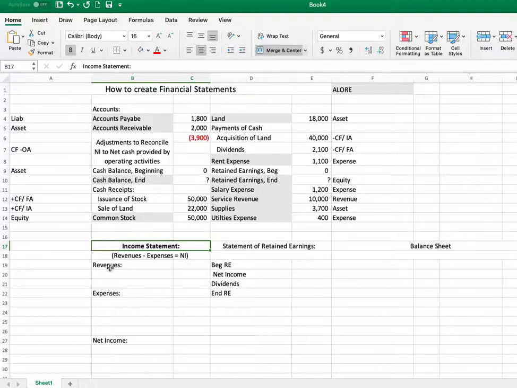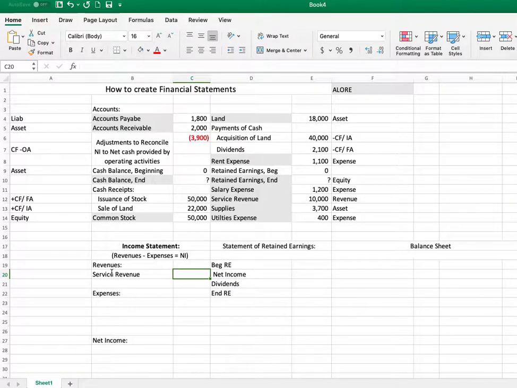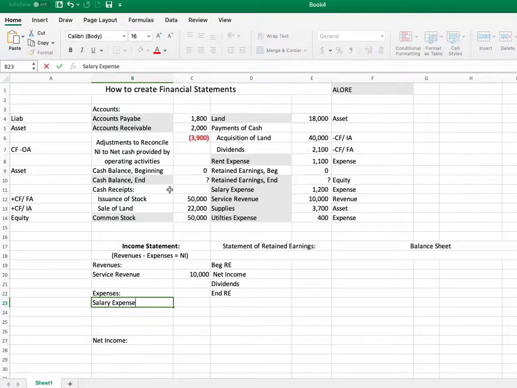So let's look up here and find all of our revenues. We only have one revenue account, and that was called service revenue, and service revenue was $10,000. Expenses. Now what you'll do is you'll list out your expenses, and those will be from greatest to smallest. And if you have miscellaneous, miscellaneous will always go last. And so what we have here is salary expense for $1,200.